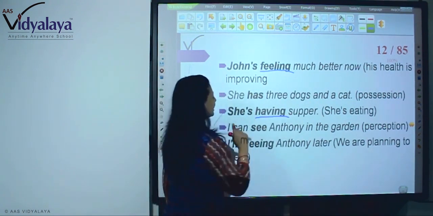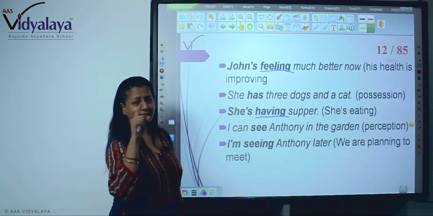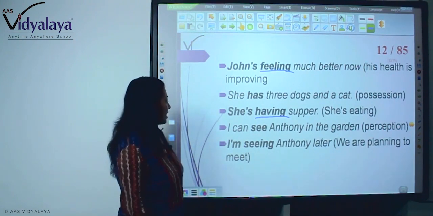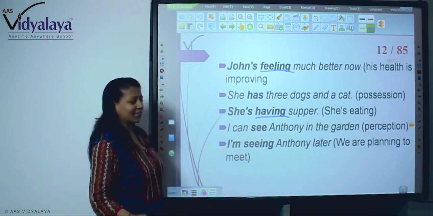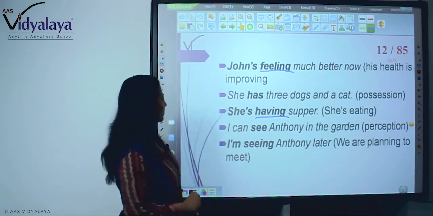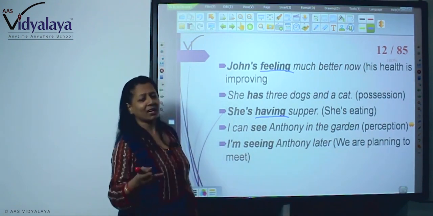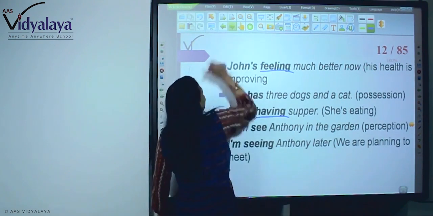So it is said that with to be, in some cases, there is has, have, am, is, are. You will have to be a little careful. I am seeing Anthony later. That is, we are planning to meet Anthony later. And I can see Anthony in the garden. That is perception. Okay, whenever I go to the garden, I will see Anthony.